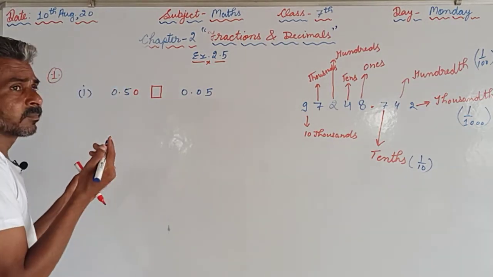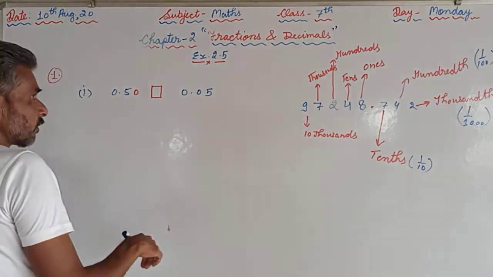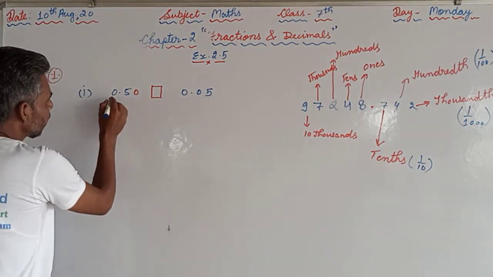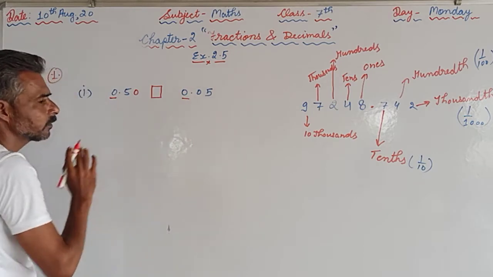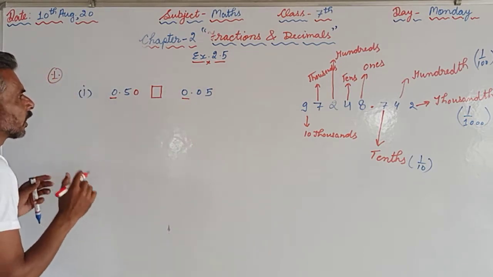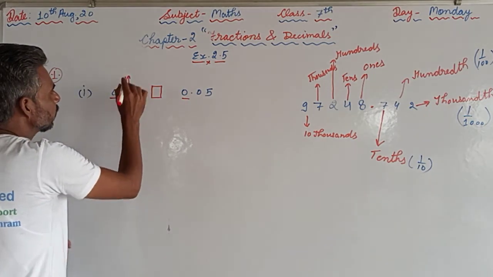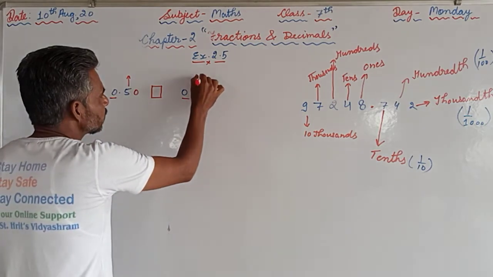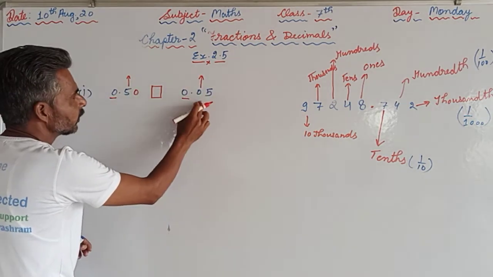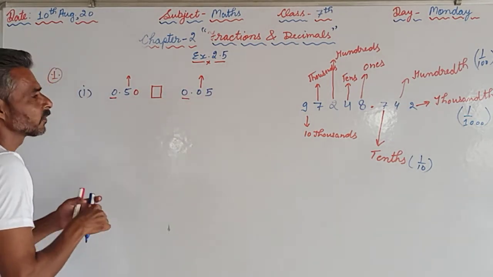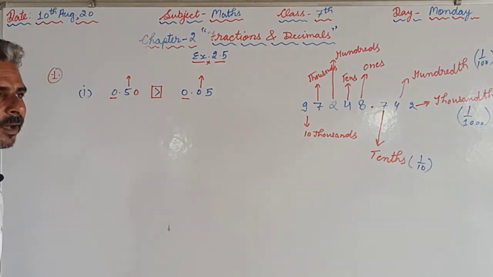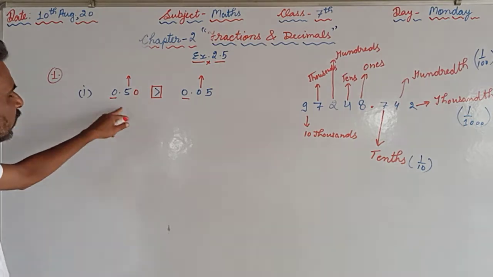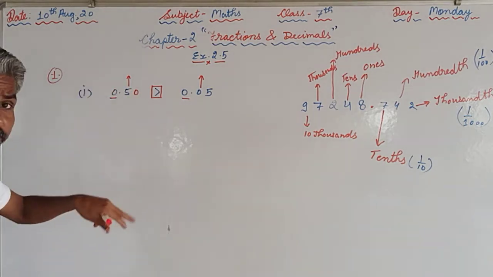So we will start comparing from the left hand side. We have the ones place, both are 0, means both are equal. Afterwards we compare the tenths place. Tenths place, here it is 5, here it is 0. So obviously 5 is greater than 0. So this will be the answer: 0.5 is greater than 0.05.